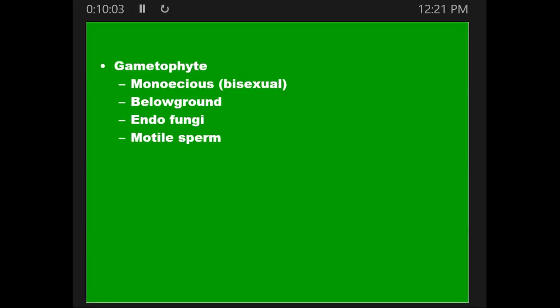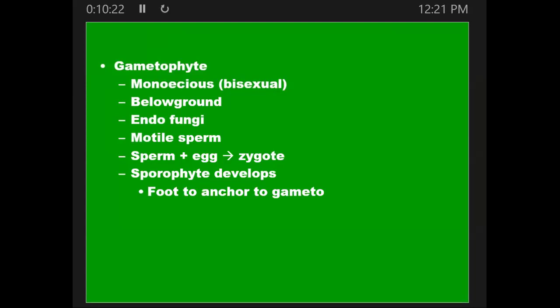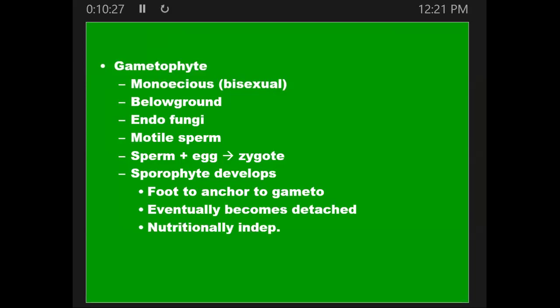It does have motile sperm, and you need free water for the sperm and egg to unite and fertilize, and then you get the zygote developing. And then once the zygote's there, it's going to start to develop into the sporophyte. It's going to grow and grow and differentiate into the sporophyte. And we see fairly quickly that they'll separate from each other. The sporophyte will separate. And so technically, the sporophyte doesn't really depend on the gametophyte for very long at all. They're pretty independent of each other.